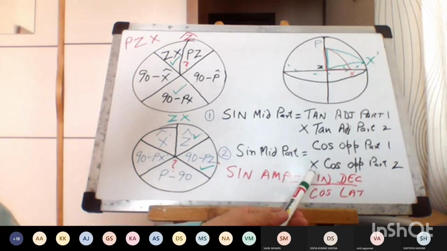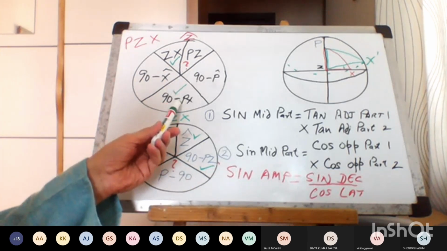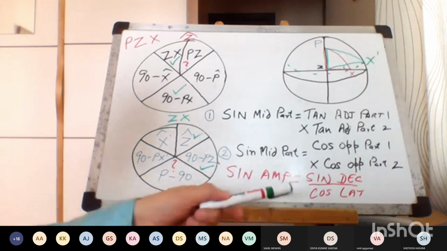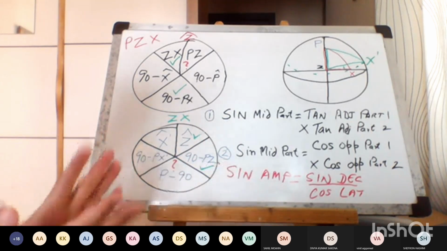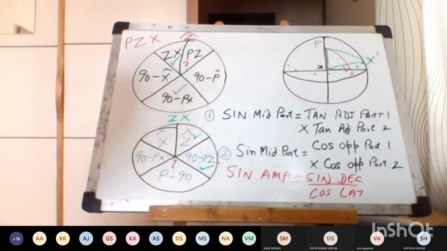Similarly, declination is 90 minus PX. Latitude is 90 minus PZ. So when we derive, you will come to know. Before we go there, I just wanted to give you an indication that it is coming out from that formula only. So shall we go on to that?